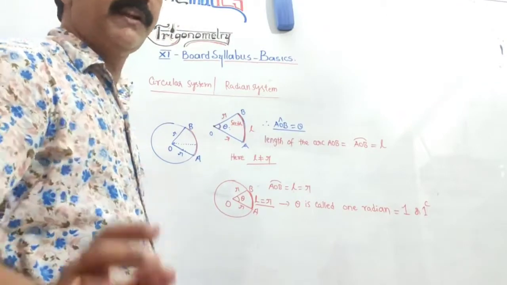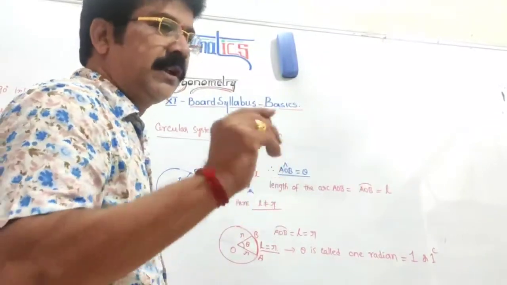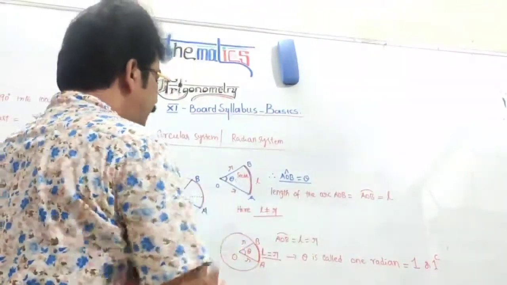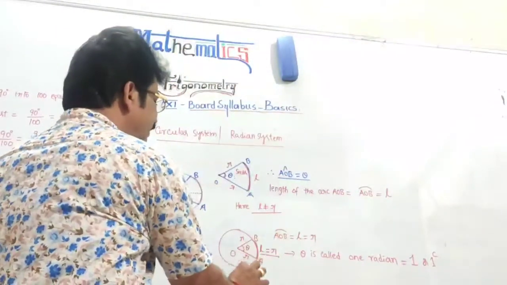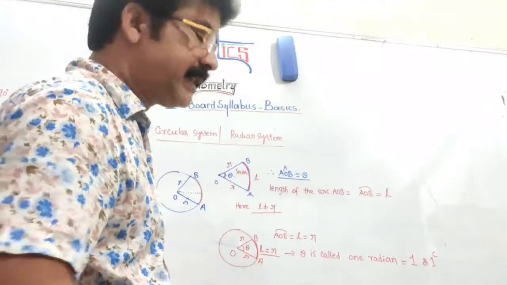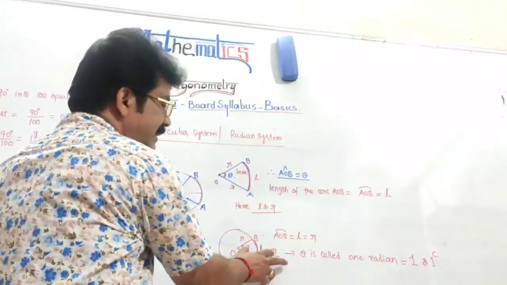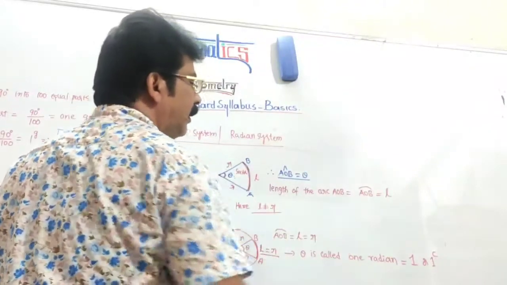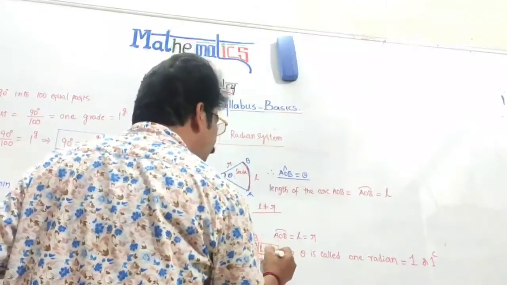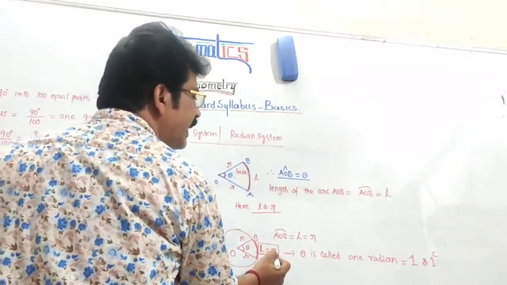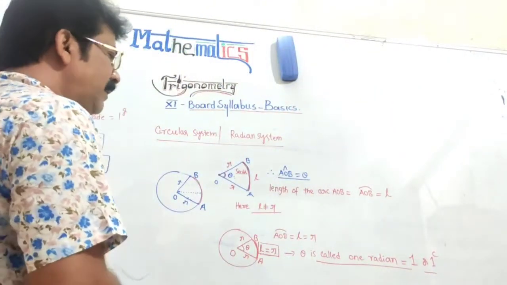So, the definition is: let O be the center of the circle, small r be the radius of the circle, and suppose capital A, comma, capital B be the 2 points on the circle. Next, if the arc AB is equal to the radius, then angle AOB is called 1 radian. So the main condition is L equal to R. If L equals R, then only this angle is called 1 radian. It is denoted by 1 to the power of C.